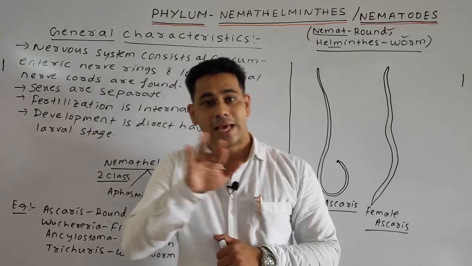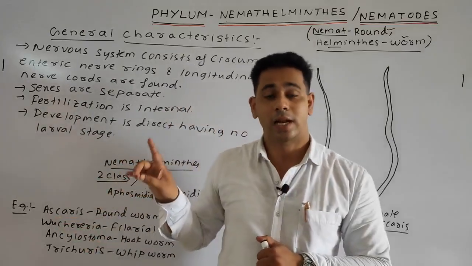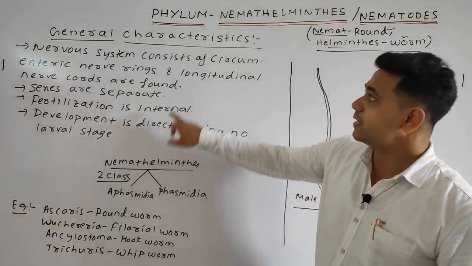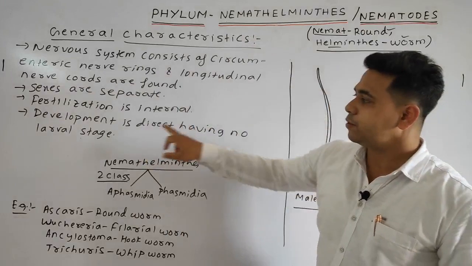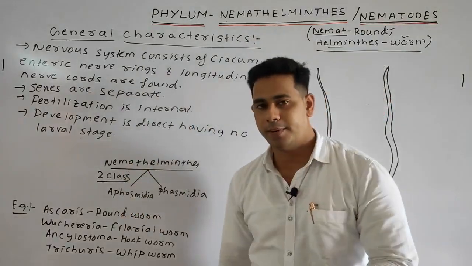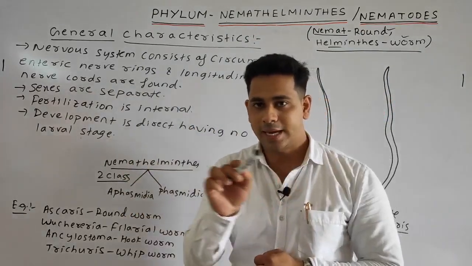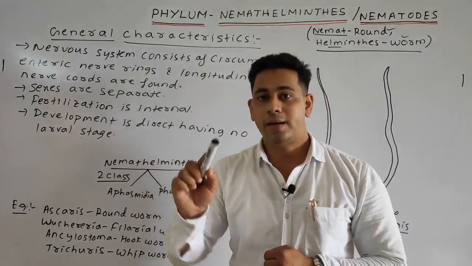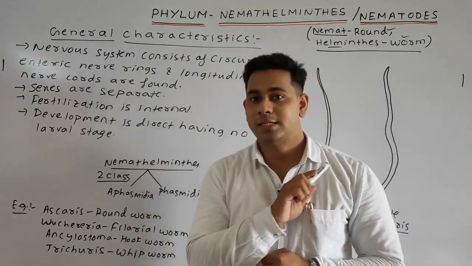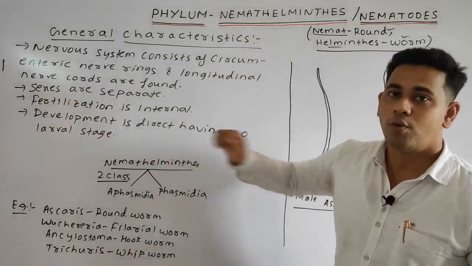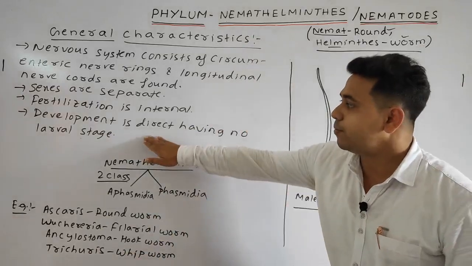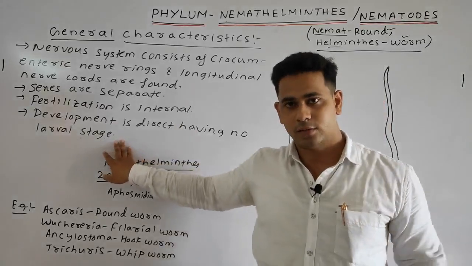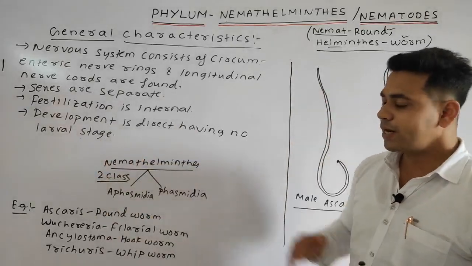If the development is direct, then the larval stage is absent. So we can say development is direct in the case of the Nemathelminthes, having no larval stages. Once again I am repeating, if the development is indirect, then the larval stage is present. If the development is direct, then larval stages are not present. So in this case, what will be the answer? You tell, the development in the case of the Nemathelminthes is direct, having no larval stage. Clear?